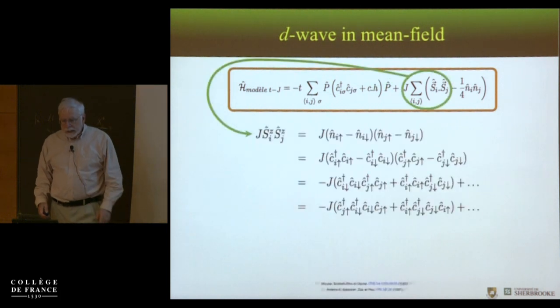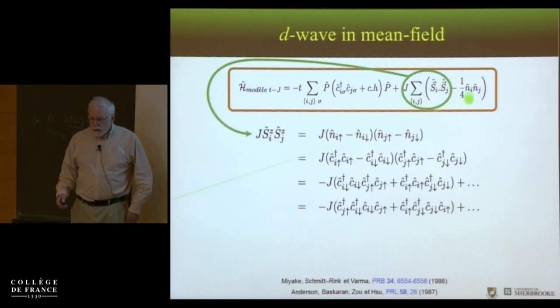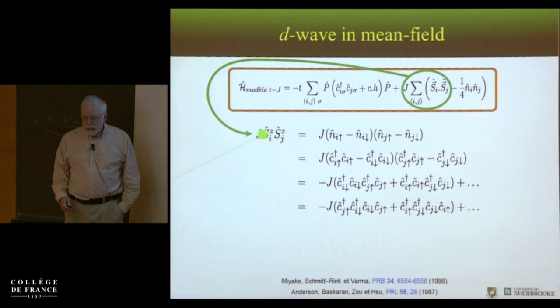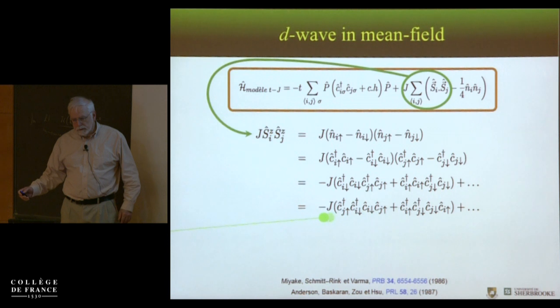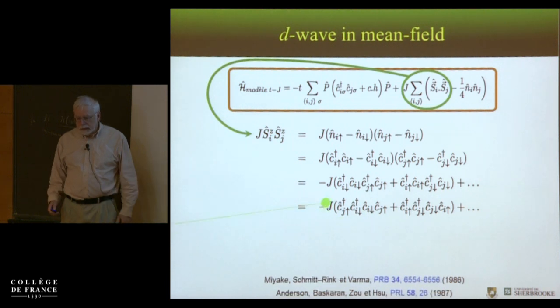So how do you get this negative sign? In a cartoon picture, again, if you take just the Sz component, you see you have n up minus n down, n up minus n down. You take the n up times n down here. So in terms of creation and annihilation operators, and just by shifting one of the fermions across two others, you see that you get this pair, this pairing channel here, and it has a negative sign.